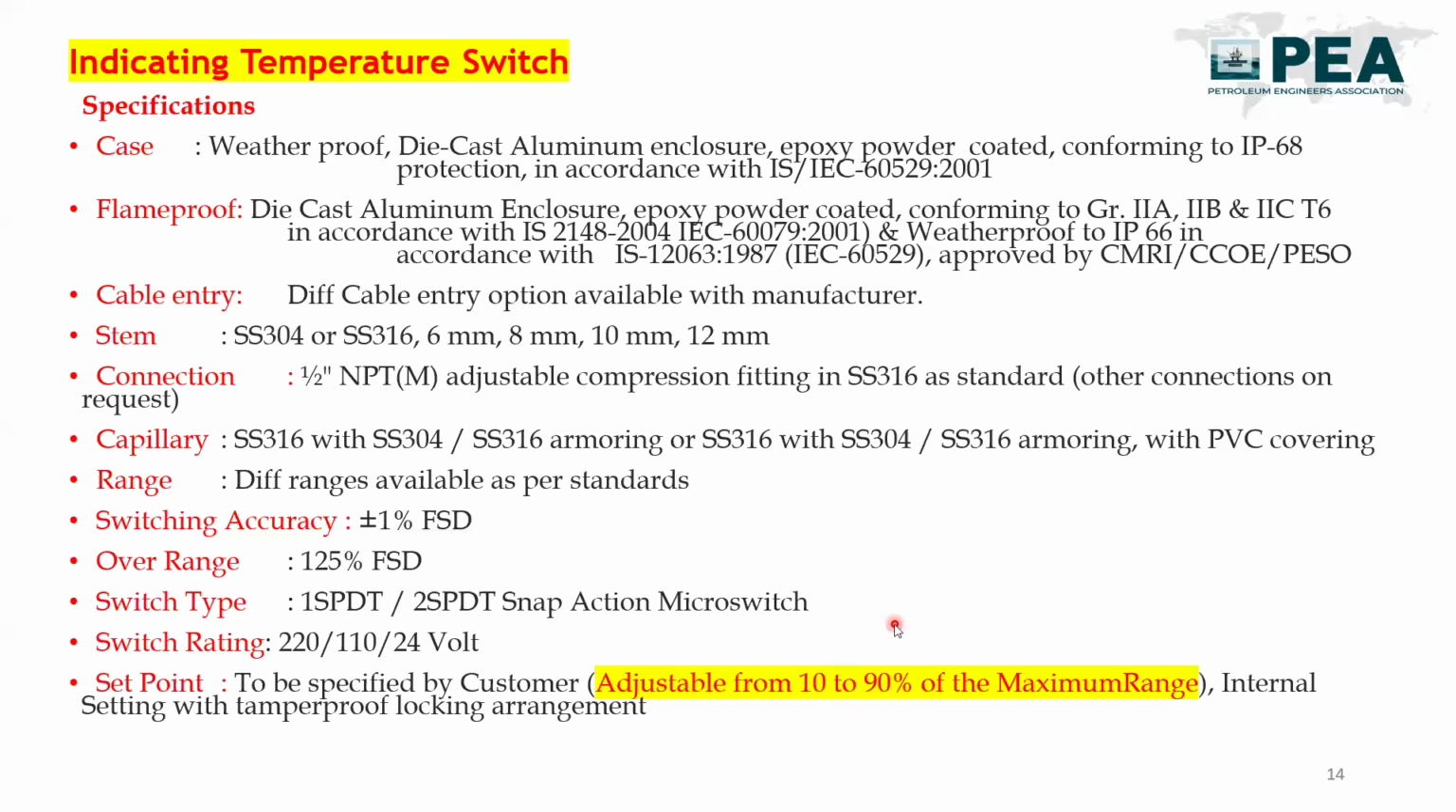Suppose you have 88 degrees Celsius as a high alarm. In that case we can use a 0 to 100 degree Celsius temperature switch range, because the low alarm value should be more than 10 and the high alarm value should be less than 90. So the set point should come in between 10 to 90% of the selected range. The range will be selected in such a way that the set point values come between 10 to 90%.